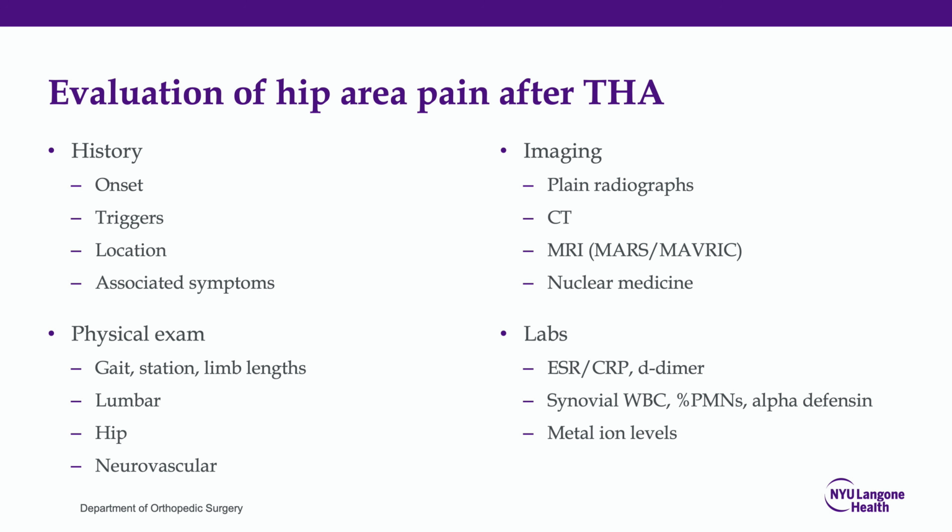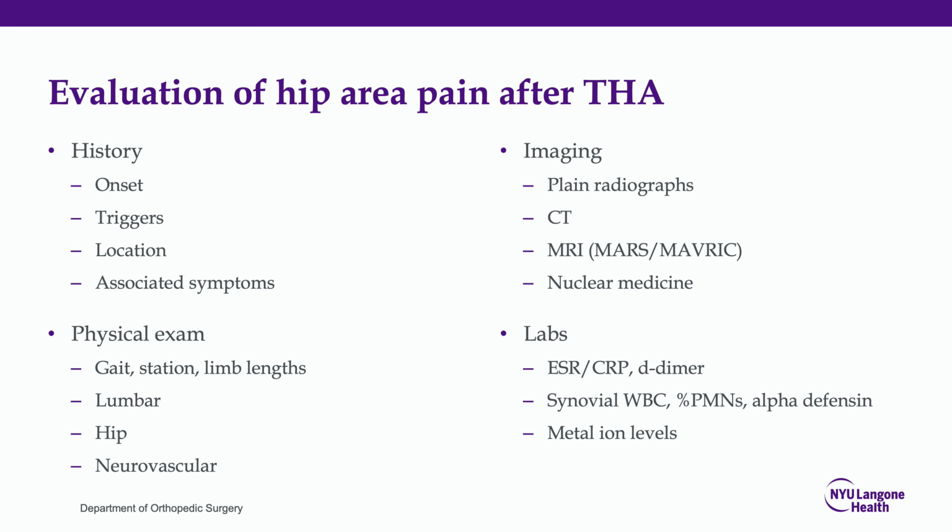MRI, whether it be a MARS, a metal artifact reduction sequence MRI, or a Maverick MRI, can help us look for soft tissue problems around the hip, such as abductor deficiency. Also can help us identify osteolysis and synovitis and evidence of particle debris and pseudotumors.